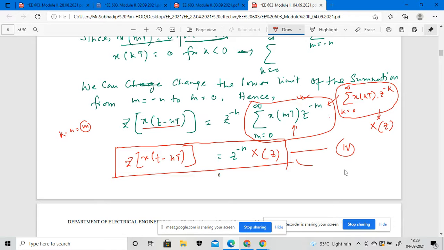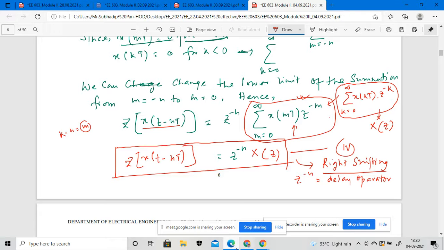Is this for right shifting or left shifting? Tell me. This is for right shifting, okay. Here z to the power minus n will be considered as a delay operator.